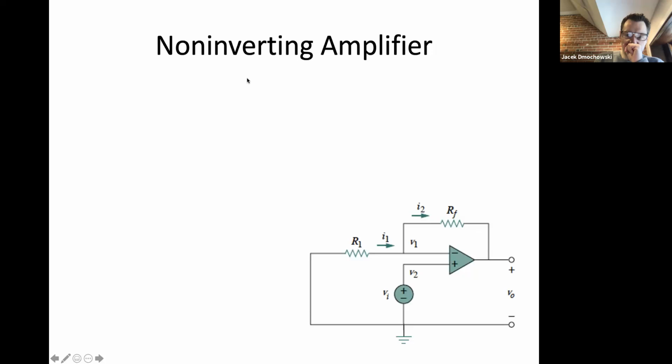All right, let's move along. Let's now go to the non-inverting amplifier. Sorry, my nose is bleeding. As you may have guessed, a non-inverting amplifier is one where our input voltage source is connected to the positive input.